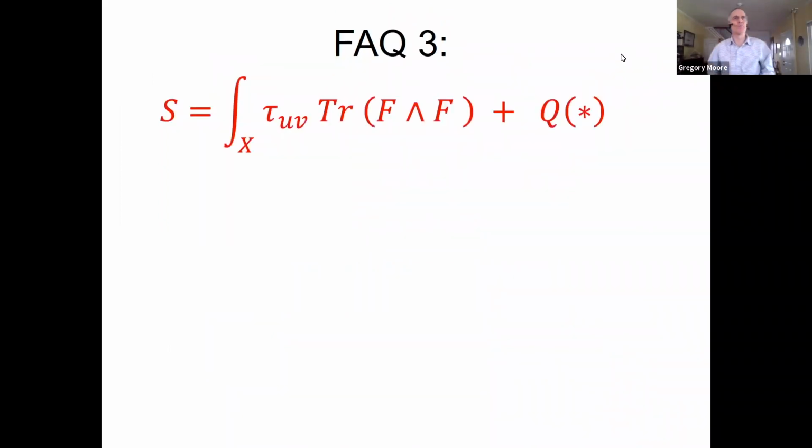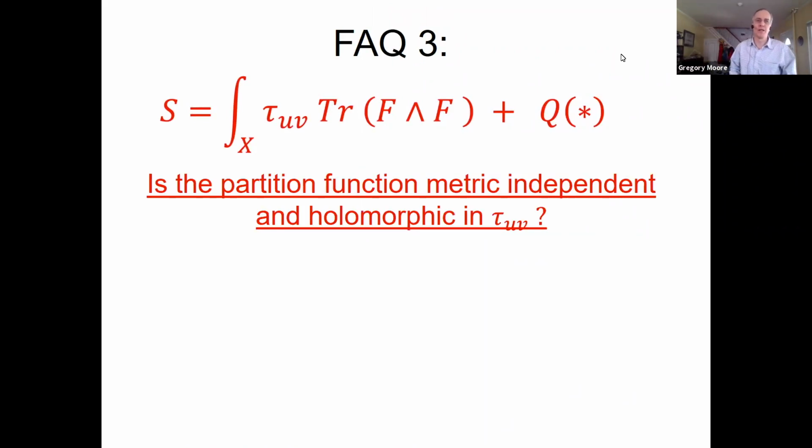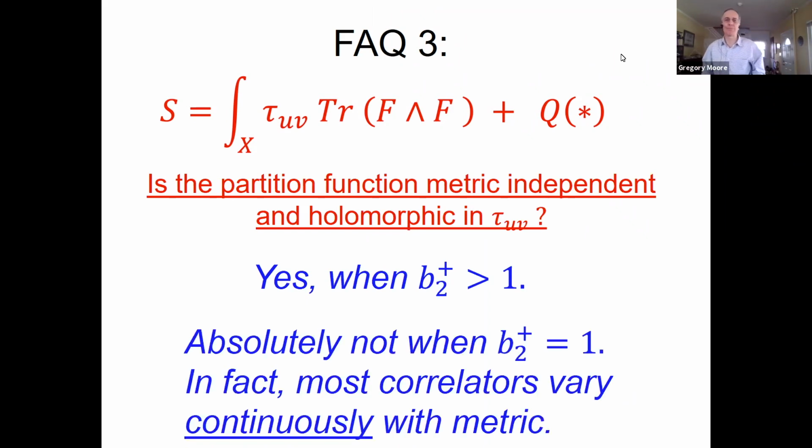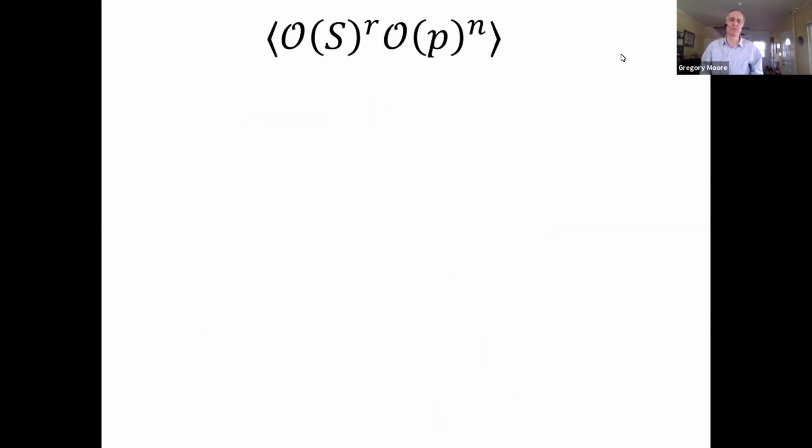Okay, so now, as I mentioned before, the action is of this form. So the natural question is, is the partition function metric independent and holomorphic in tau? And the answer is yes, when b2 plus is bigger than 1, and absolutely not when b2 plus is equal to 1.